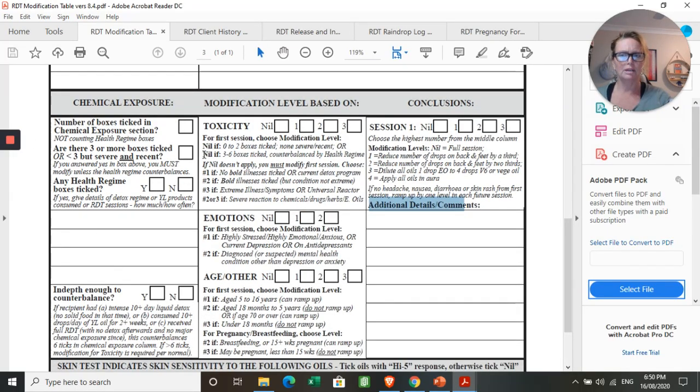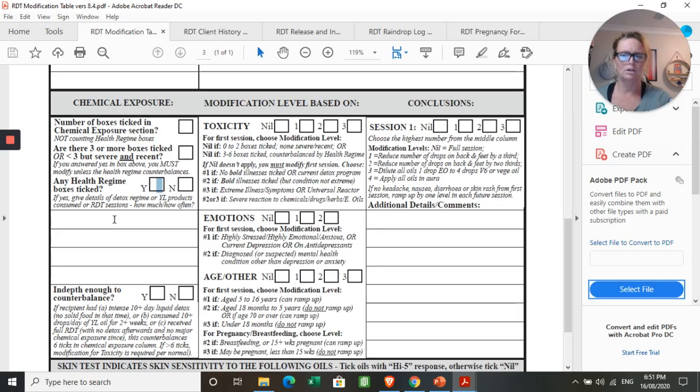Read what it says here. Check the number of boxes ticked in the chemical exposure section. Count up the number of ticks. Is there 3 or more? It's a yes or a no that goes in this box here, guys. Any health regime ticked, it's either yes or no. If it's a yes, then we want you to go to your textbook, look up how to counterbalance to make sure you got the number of drops right for the supplements that people can potentially be on.